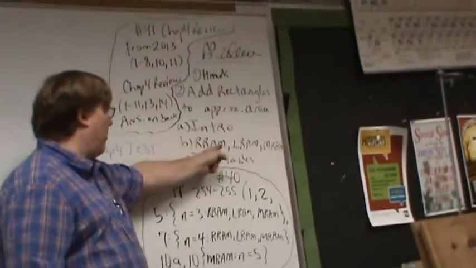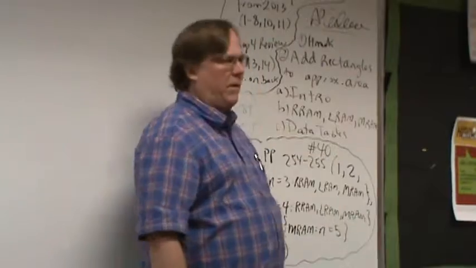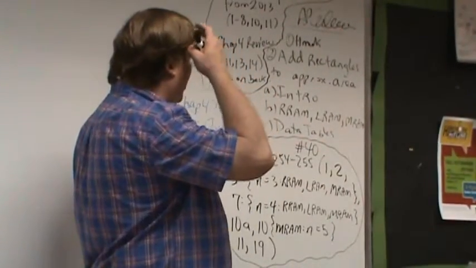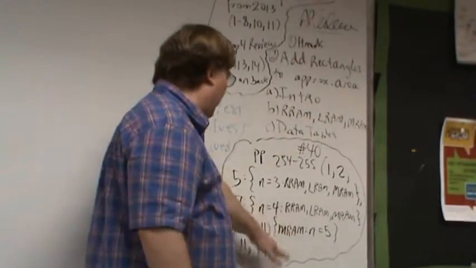Rectangles to approximate area. We're going to do the intro, and we're going to learn this stuff. RRAM means right-hand rectangular approximation method. LRAM is left-hand rectangular approximation method. And MRAM is midpoint rectangular approximation method. And then we may or may not get to data tables. If we don't get to the data tables, then I'm going to have to remove some of the homework. But let's go for it.